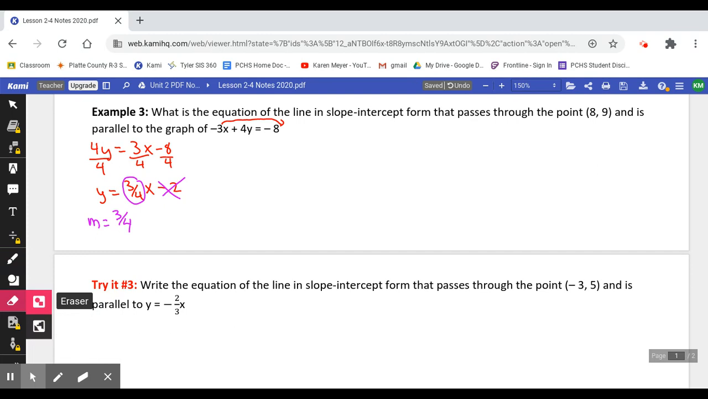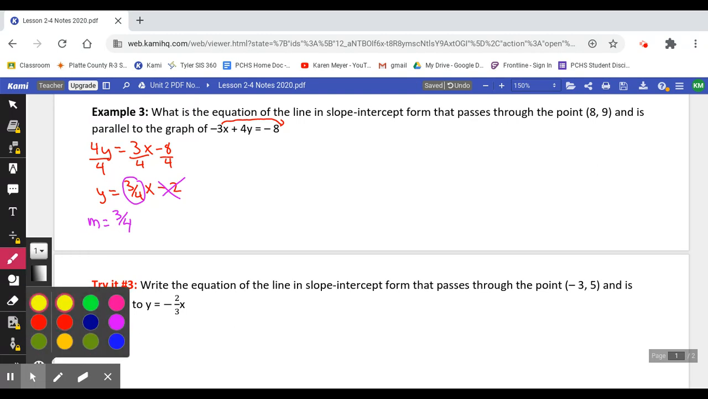So right now, is everyone good with saying my current slope is 3/4? Okay. In the original problem, it says we want to write a parallel equation. So is everyone good? Parallel means same slope. Okay, so we're going to use the same slope of 3/4, and we're going to use our new point, which is 8, 9.